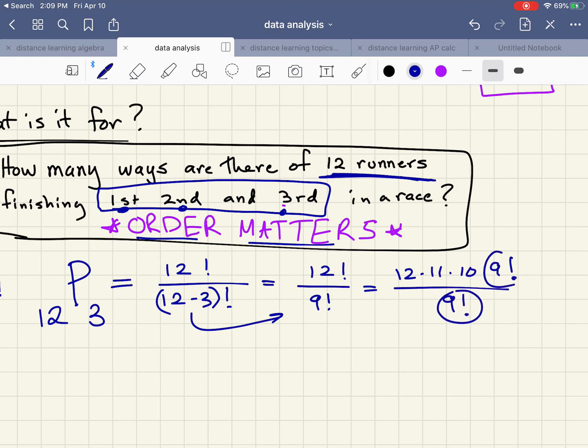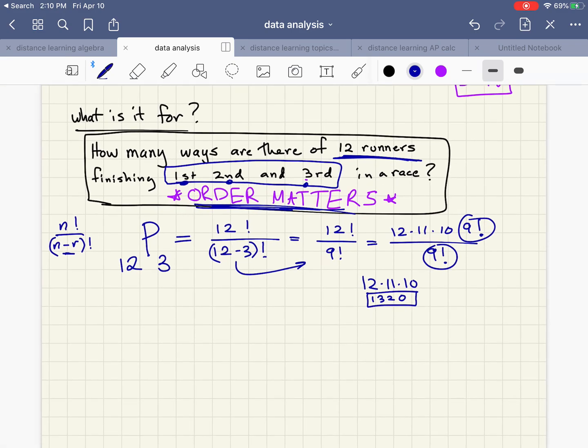12, 11, 10. 9 factorial will cancel the 9 factorial. So it's really not a lot of math to do here. 12 times 11 times 10, and that's 132 times 10, or 1,320. So 1,320 different ways of writing the first, second, and third place finishers out of a group of only 12 people. So it's pretty staggering if you think back to the fundamental counting principle. If we had to write all of those different combinations out for our sample space, it would take us a great deal of time to come up with that.